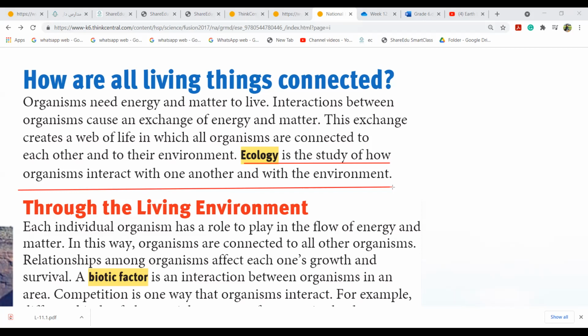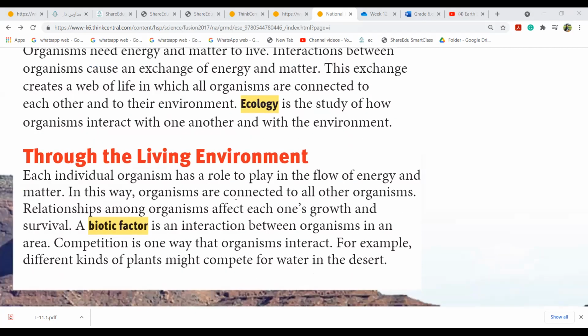So now coming to the biotic factor. Each individual organism has a role to play in the flow of energy and matter. In this way, organisms are connected to all the other organisms. Relationships among organisms affect each one's growth and survival. A biotic factor is an interaction between organisms in an area. When I'm talking about an area, that means its surroundings.